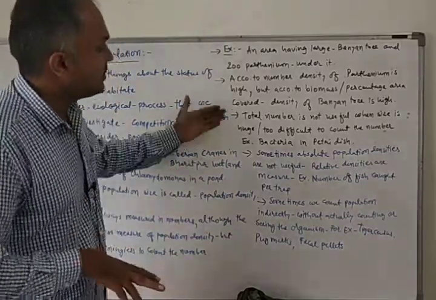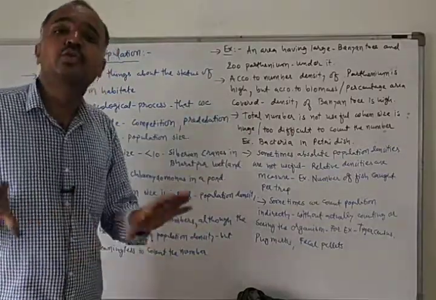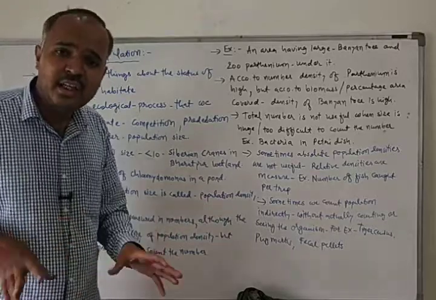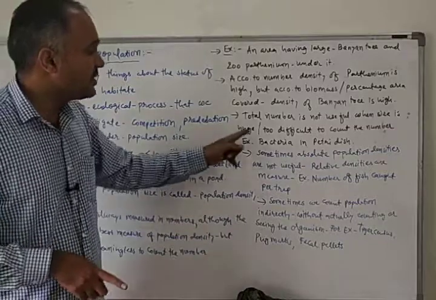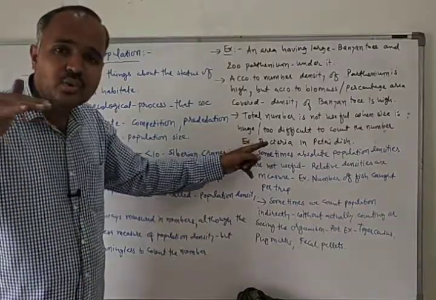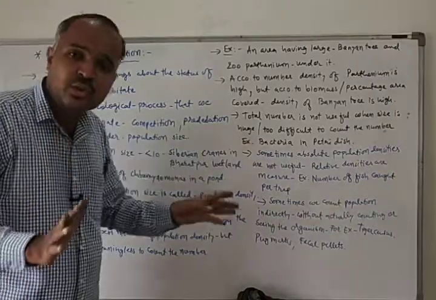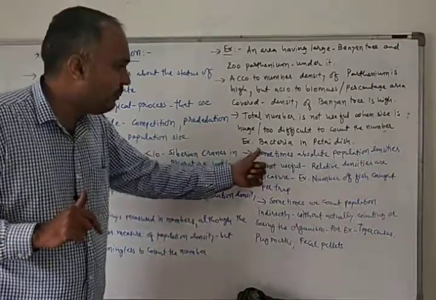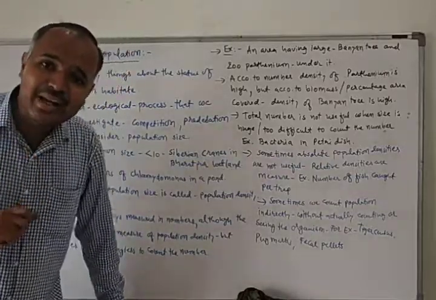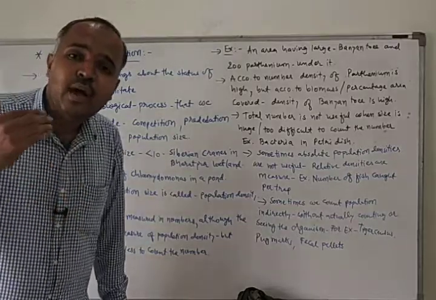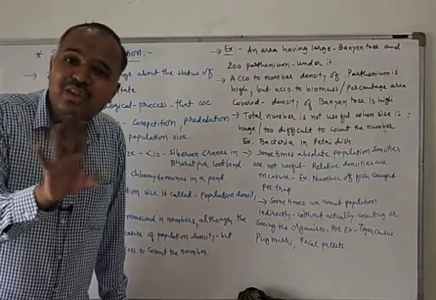Then sometimes the total number is not useful when the size of the population is too huge, or too large to count. Say for example, bacteria in a petri dish. Can you count the number of bacteria in a petri dish? It would be too difficult to count all the bacteria in the petri dish. At that time, the total number is not useful.